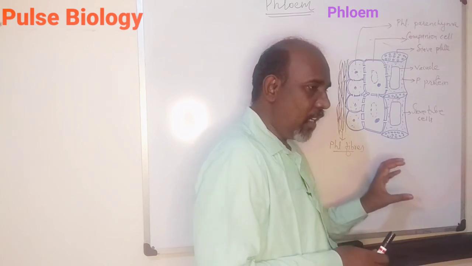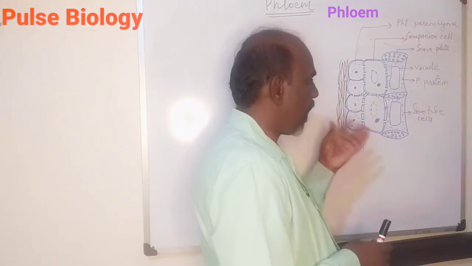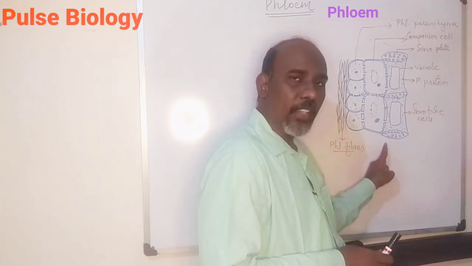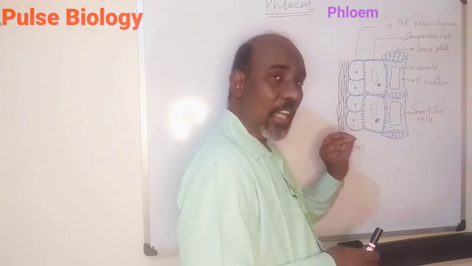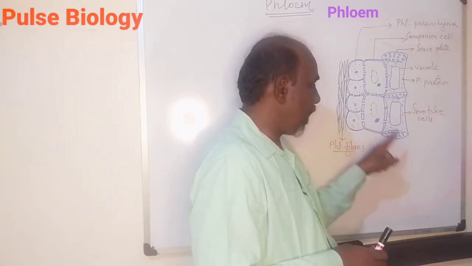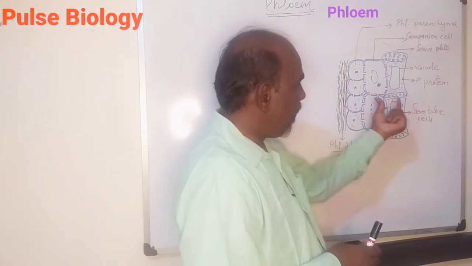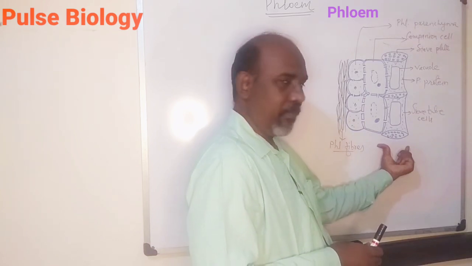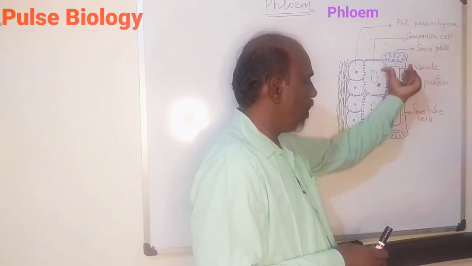Such cells are not found in any other part of the plant body. Only this cell has no nucleus, like mammalian RBCs. Most mammals have non-nucleated RBCs. Like that, this cell is non-nucleated. These cells are barrel shaped containers, and they are placed one above another.